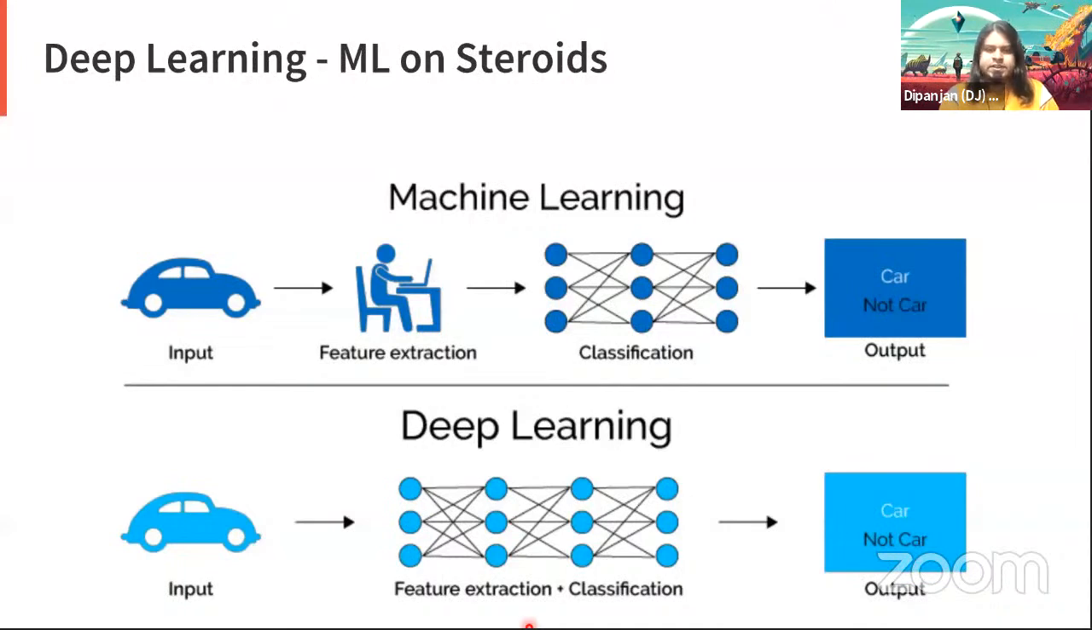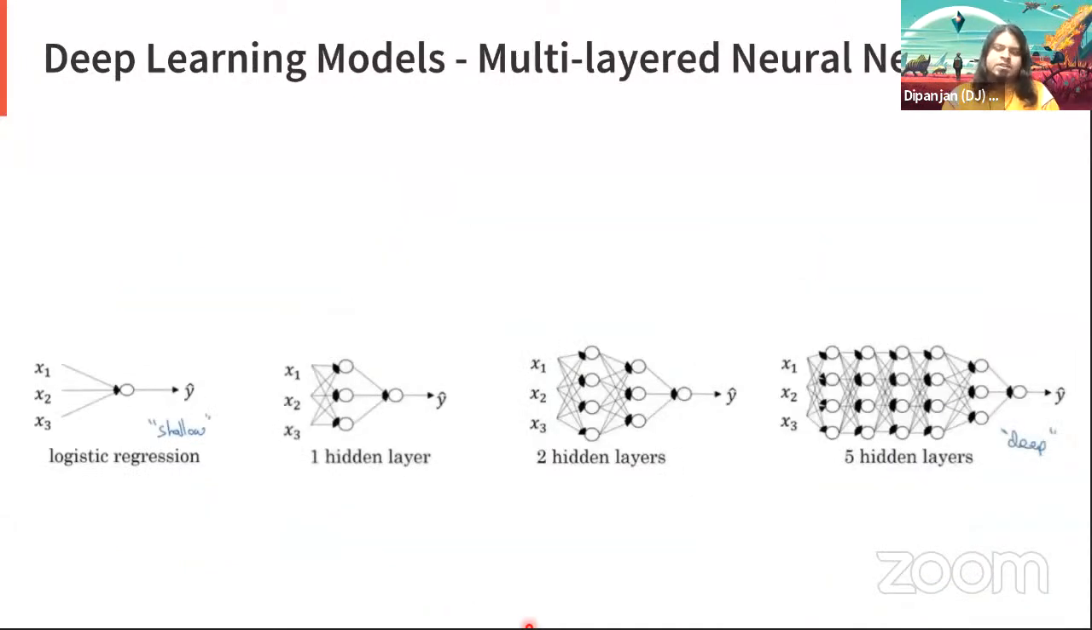So applications are endless. And in terms of the terminology, again, there is no fixed definition here. What people tend to think is that if you have more than 3 or 4 hidden layers in a neural network, it's termed a deep network. Otherwise, it's often termed a shallow neural network.